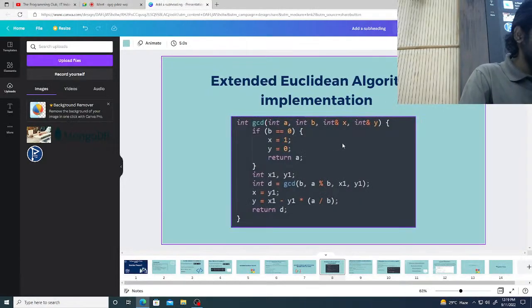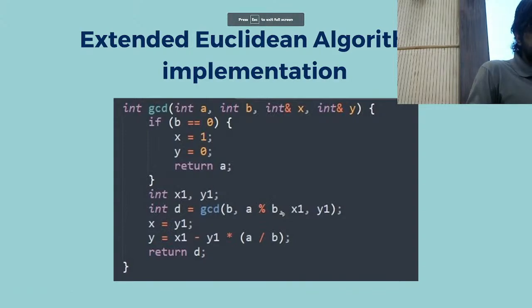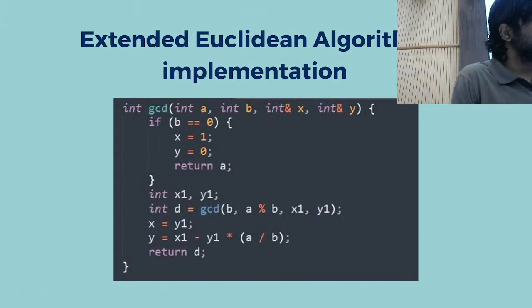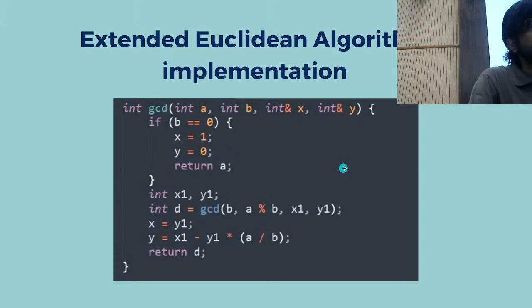Yeah, that's correct. Yeah, so in the code also, I have written like that only. So we first compute the x1 and y1 for b and a mod b, and then we declare x as y1 and y as x1 minus y1 into a by b. So it gives us a recursive algorithm.